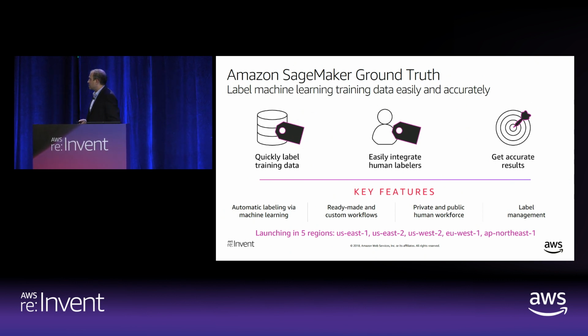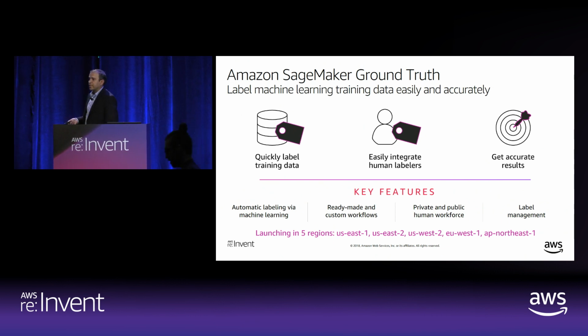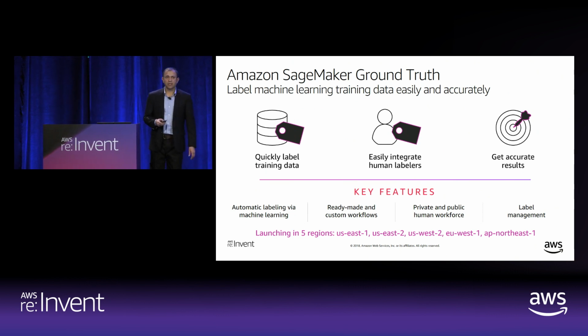Now I'm excited to announce that we are launching in 5 regions. So these are US East 1, US East 2, US West 2, EU West 1, and AP Northeast 1. So these are the 5 regions we are starting with, and obviously we'll keep adding more regions as we go further.